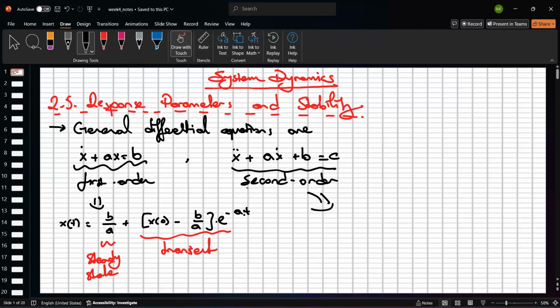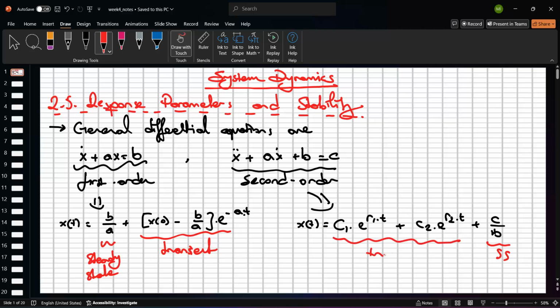And so, what about the solution of these terms? We should not derive the whole equation exactly here, but I can guess that x(t) is equal to c1 times e to the power of r1 t, where r1 is the root 1, plus c2 e to the power of r2 t, plus c divided by b, right? And so, what is this term? This is the steady state, right? What is this? This is the transient, right?